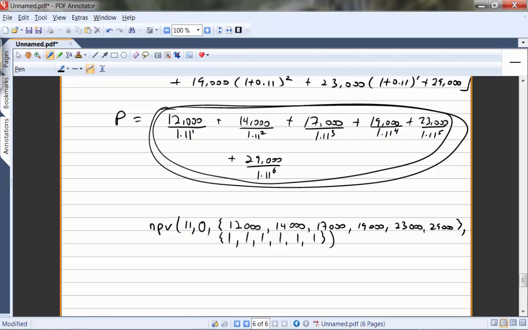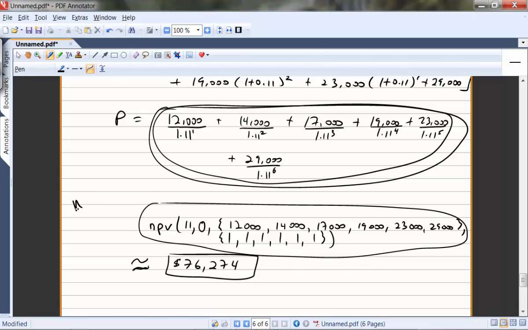When you do that, you will get 76,274 rounded to the nearest dollar. And this is the calculator syntax. Go to apps, choose option number 1, then choose option number 7, which will be that, and you click enter and it pops that up on your screen. It'll pop up NPV like that, and you just type the rest of the thing, and this is what you type for the rest.